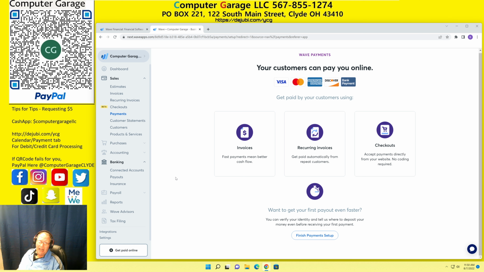Like I said, 90%, 95% of this is free, but this is how they make money: processing your credit card payments, processing your check payments, and if you want to cash out faster, there's a fee for that. So this is what the banking, connected accounts and payouts is for. If you need insurance, obviously they are affiliated with many, many groups.